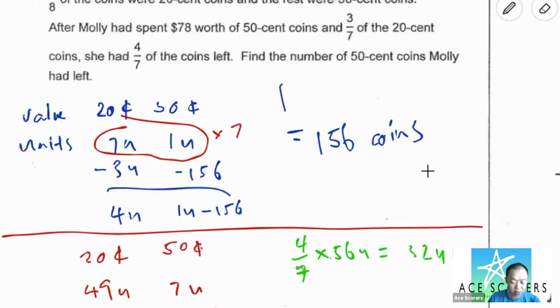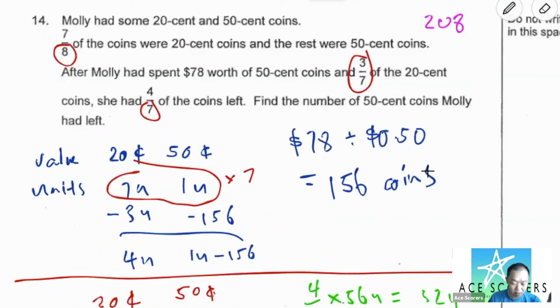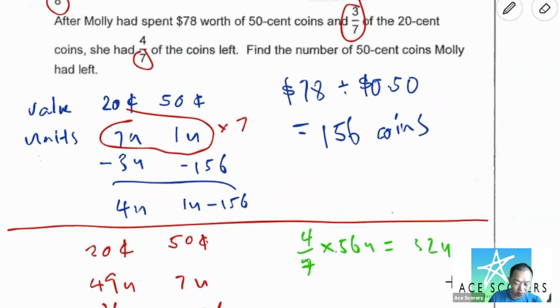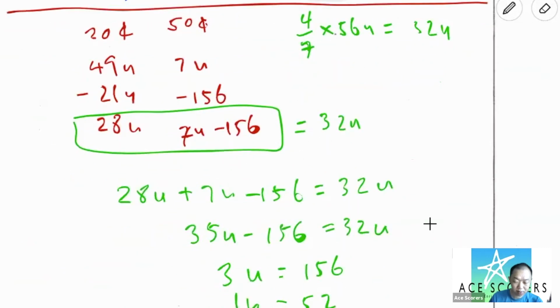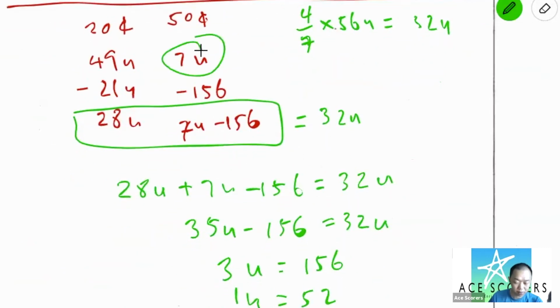The question is asking us to find the number of 50-cent coins Molly had left. All right, so at first she has 7 units. How do I know? Because it's here. So 7u equals 52 times 7, 364. So how many left? 364 minus 156, 208. See that? Super long working.